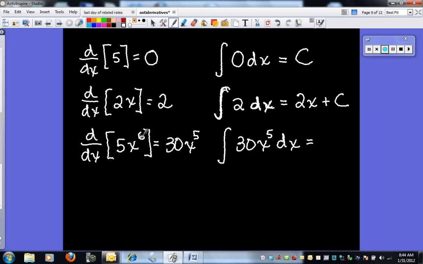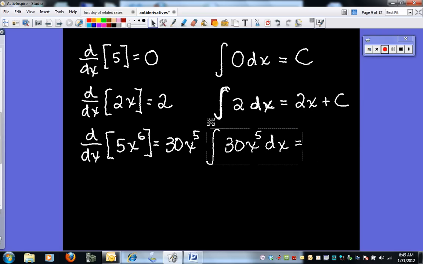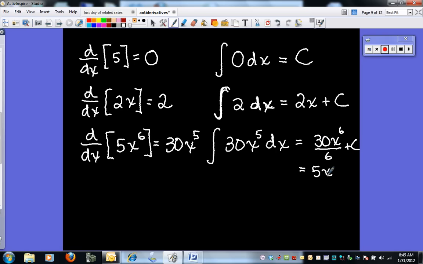What would be the rule to get us back there? Remember what we did with this. We take this, we multiply by the coefficient, we subtract 1 from the exponent. What would I do now to this? Well, if you thought, let's add 1 to this exponent and divide by that new exponent, you would be correct. So we're going to get 30x to the 6th, and we're going to divide it by the new exponent. Don't forget our plus c, or you'll get that wrong. Well, look, 30 divided by 6 is 5. x to the 6th plus c, exactly what we started with for our derivative.